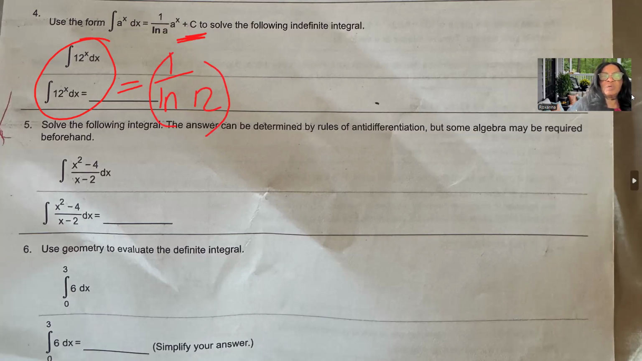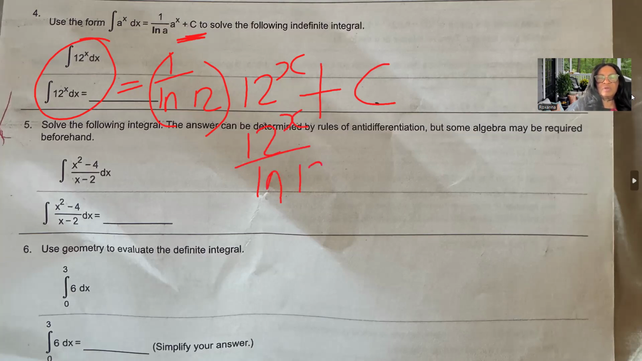What is the number? 12 to power x, 12 to power x. So multiply by the number. Remember, it's an indefinite integral, so it has to contain the constant c. All right, so when you finish, you can leave your answer like this, or you can rewrite 12 to power x over natural log of 12 plus the constant c.